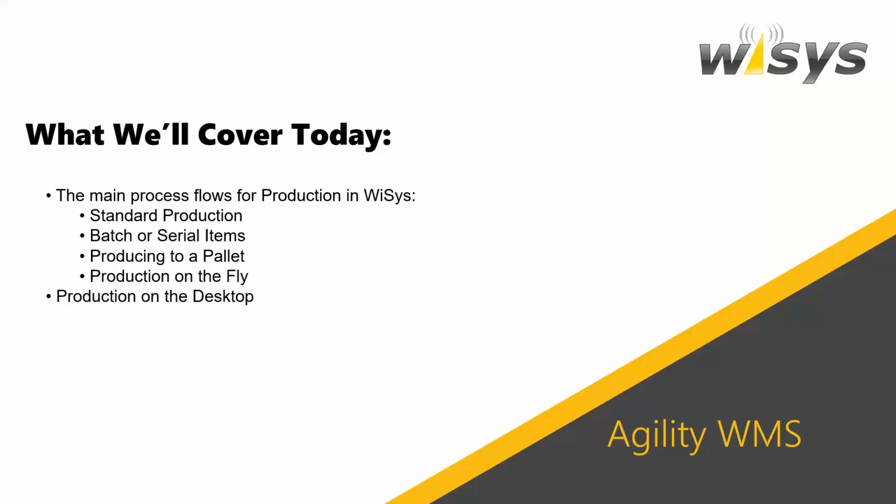Then we'll do the same process flow, but for a batch or serial tracked finished good. So just to show a little bit of the difference there, we will issue some batch and serial track goods as well as standard items, but the first item that we actually complete will be a standard item, and then the next item we complete will be serial tracked. So you get a feel for the difference there whenever your finished goods are serial or batch tracked.